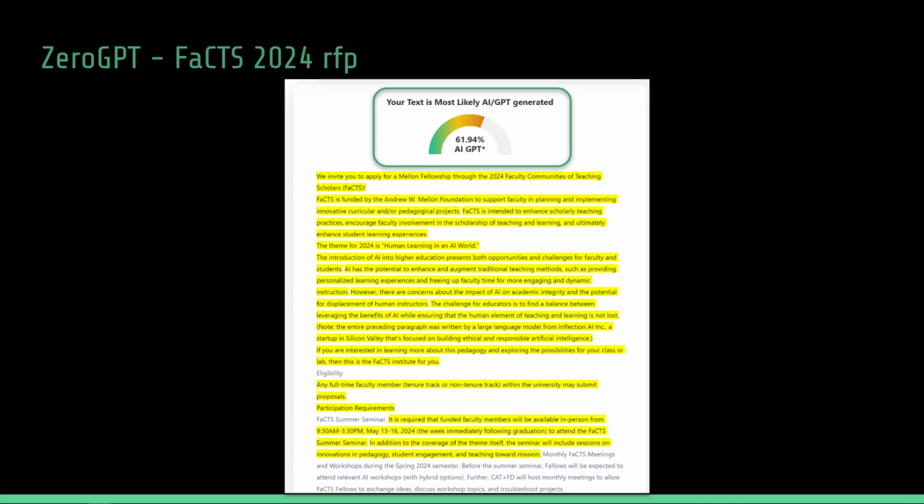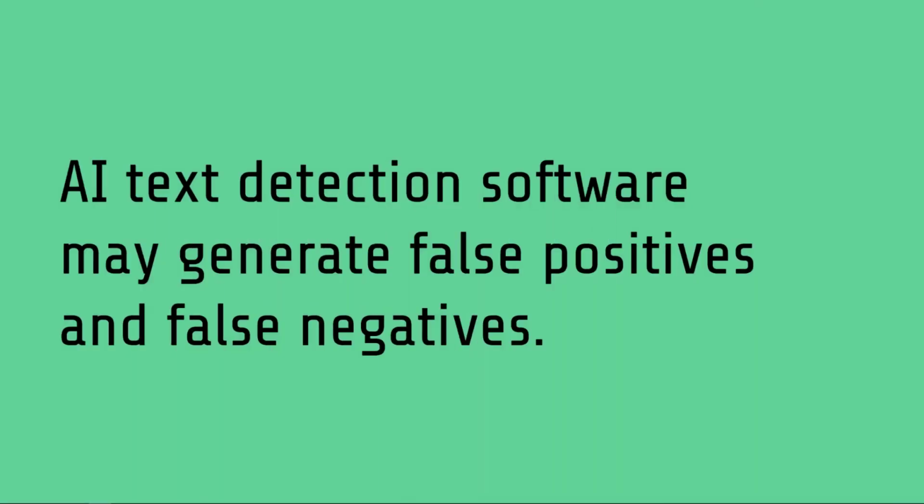As you can see, Zero GPT has determined that 61.94% of the document is likely AI generated. No AI writing detection software can predict with 100% certainty that something was written by AI. AI text detection software may generate false positives and false negatives. It may incorrectly identify fully human written text as AI generated text.